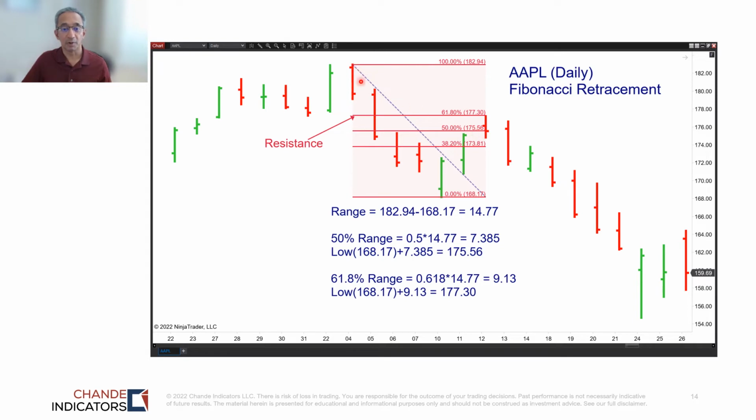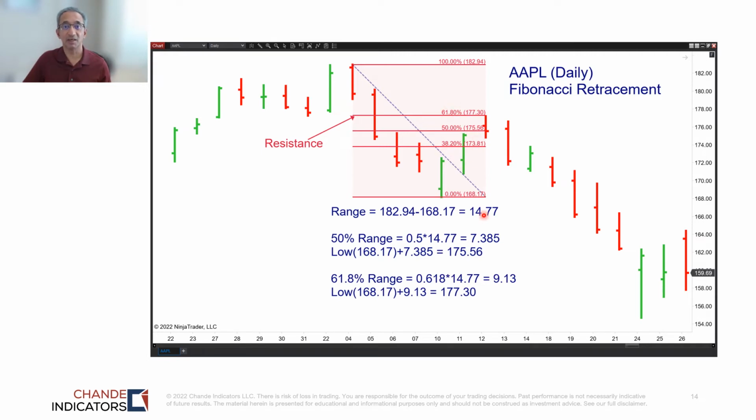So when the market comes down and bounces, we expect it to find resistance around, say, the 50% retracement or the 61.8% retracement before the downtrend resumes. So again, since we know the range is 14.77, 61.8% of that range is 9.13, and if you add that to the low, you get 177.3, which is that value. So that's how you use the range in combination with the Fibonacci ratios to calculate a retracement.